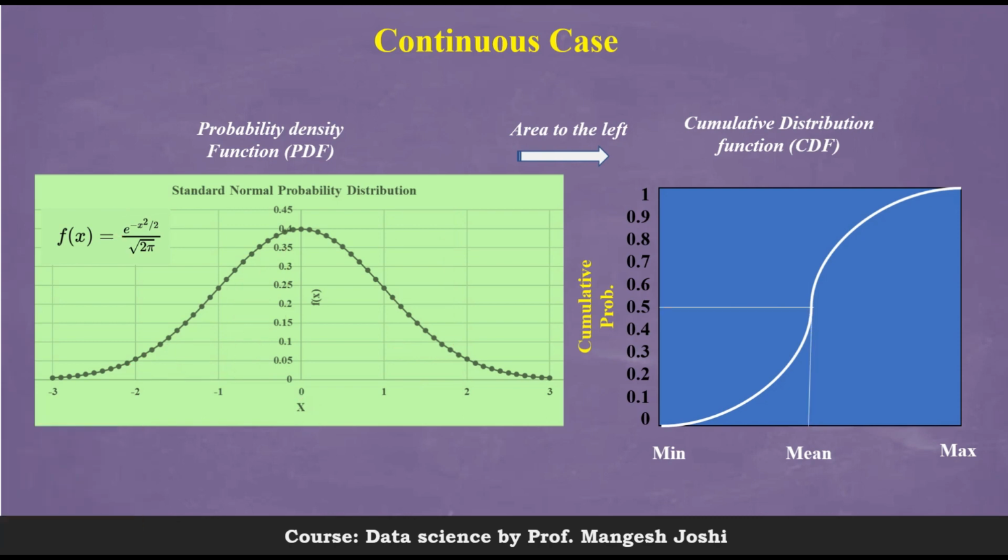In this way the cumulative distribution function is plotted. At the minimum value, the cumulative probability is 0, and at the maximum value, the probability is 1. So you can plot the cumulative distribution function, which is approximately an S-shaped curve.